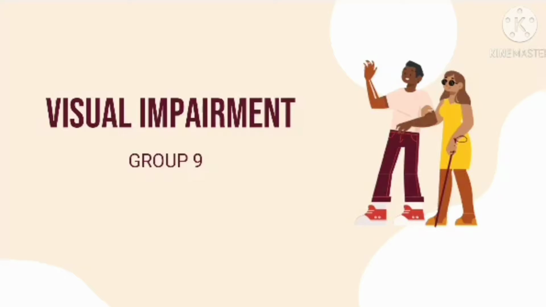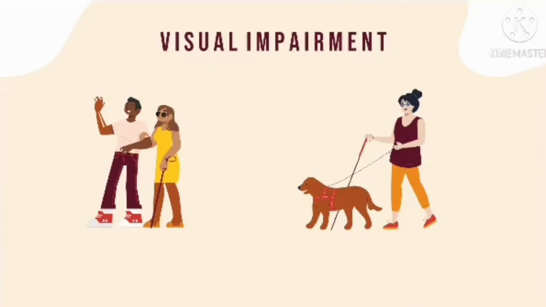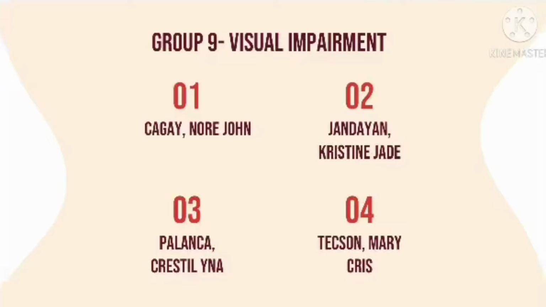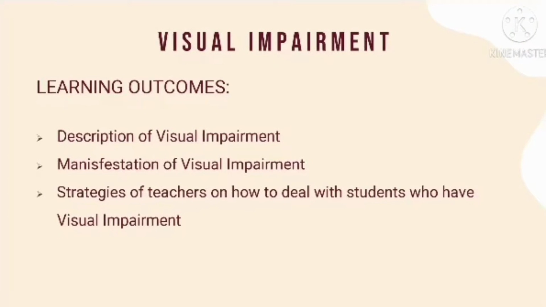In this video presentation, we are going to tackle visual impairment. Before we start, let's have our learning outcomes first. These are the following learning outcomes. First, description of visual impairment. Second, manifestation of visual impairment. Third, strategies of teachers on how to deal with students who have visual impairment.